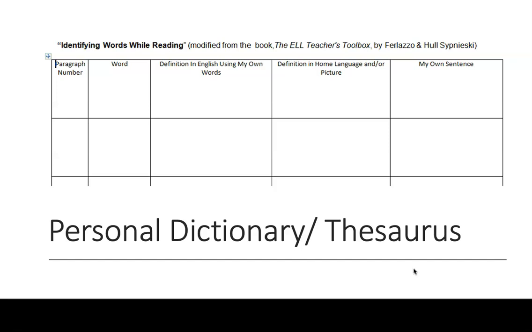And then if you have a visual learner, you can have them draw a picture, or if English is a second language or they have a learning disability, sometimes pictures can be extremely helpful. And then you have them use that word in their own sentence. So maybe they need to use that word in a sentence that makes more sense to them in their everyday lives.